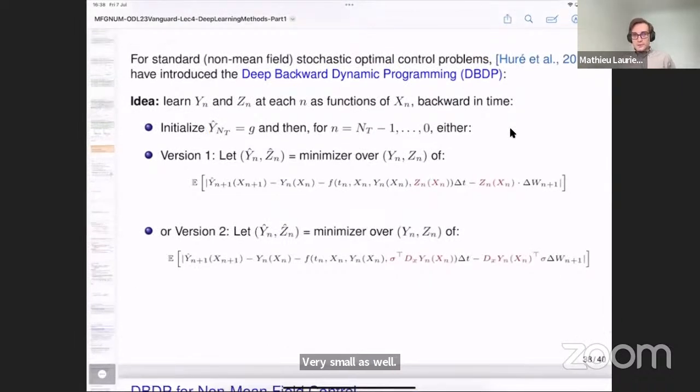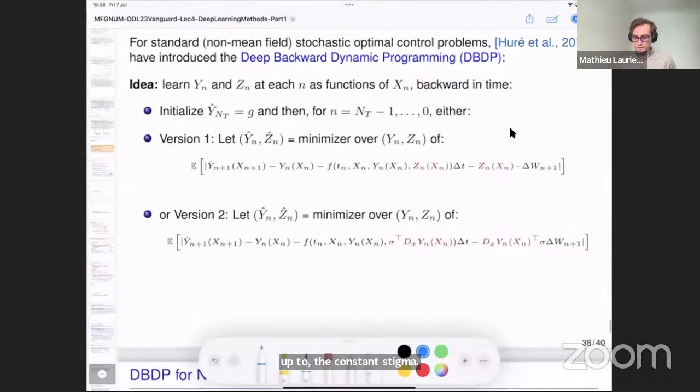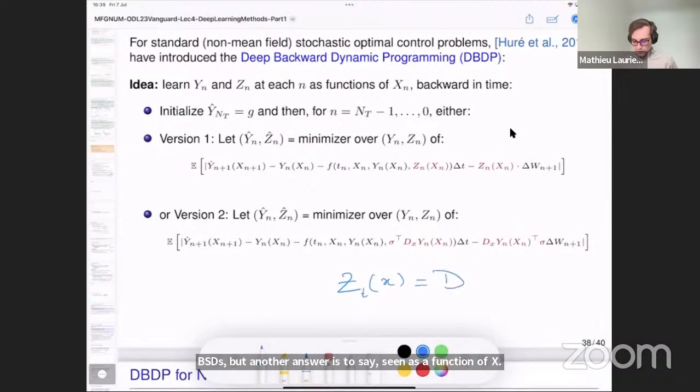Version 2: instead of training a neural network for Z, you use your knowledge that Z should be the derivative of Y up to the constant sigma, right? Yesterday, or the day before maybe, someone asked the question, what is Z? One answer is Z is here to make Y adapted. Here you can check the paper of Pardoux and Peng on BSDEs. But another answer is to say Z at time T, seen as a function of X, should be the derivative with respect to X of Y seen as a function of X. The idea is that Y represents U and Z represents the gradient of U.